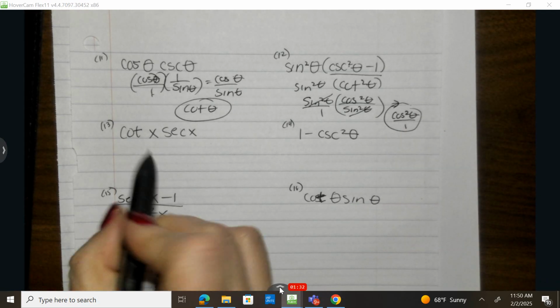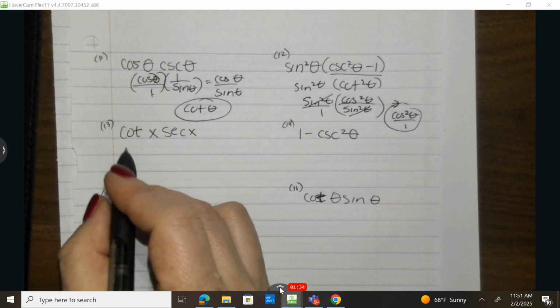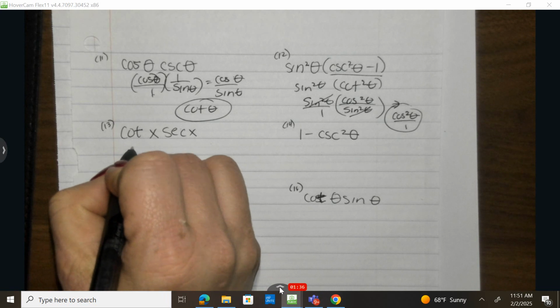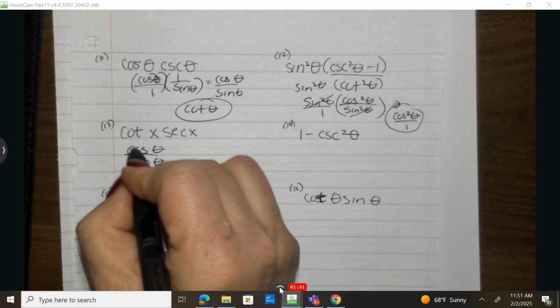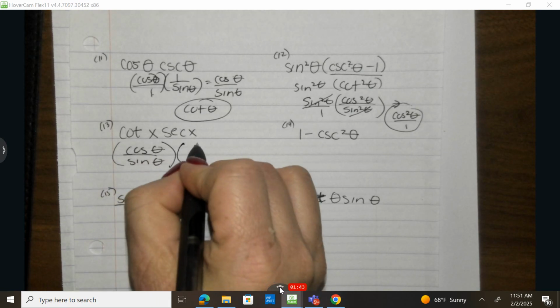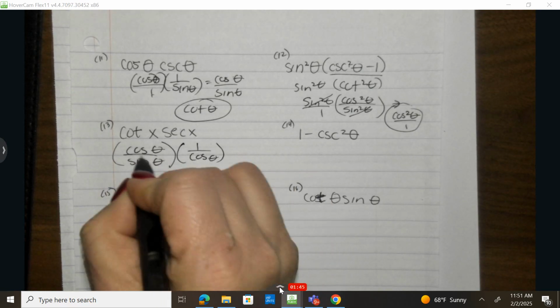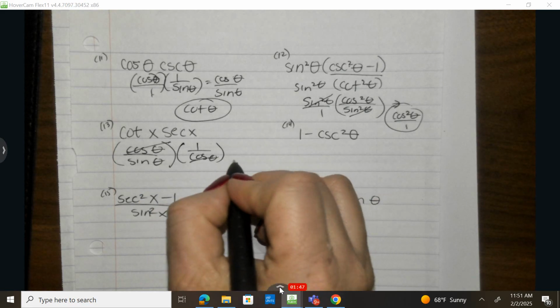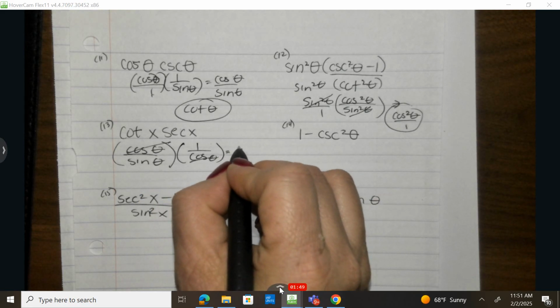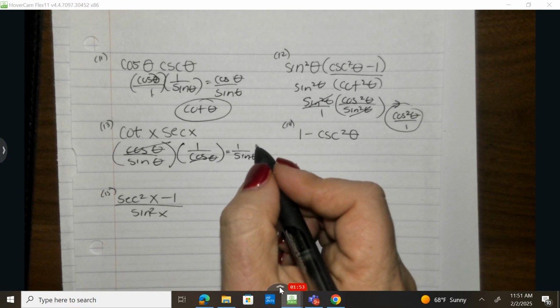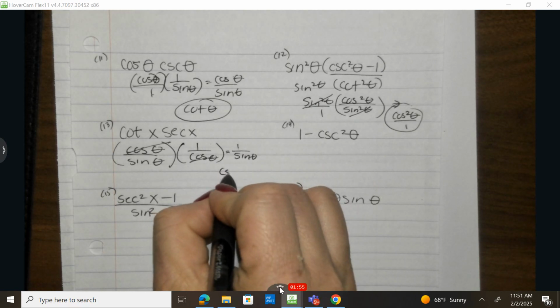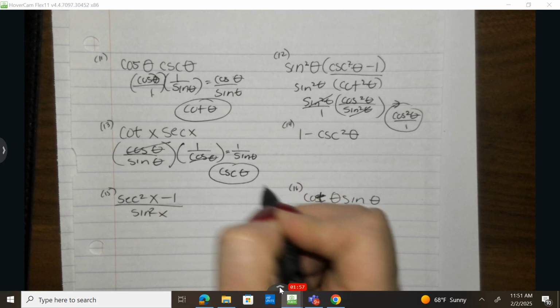Let's look at number 13. Cotangent is equivalent to cosine theta over sine theta. Secant is the reciprocal of cosine. Cosine on top and cosine on the bottom are going to be simplified to 1s. I'm left with 1 over the sine of theta. 1 over the sine of theta is equivalent to the cosecant of theta.